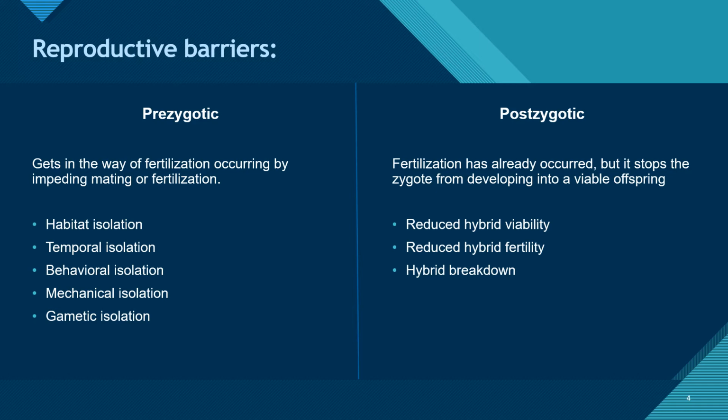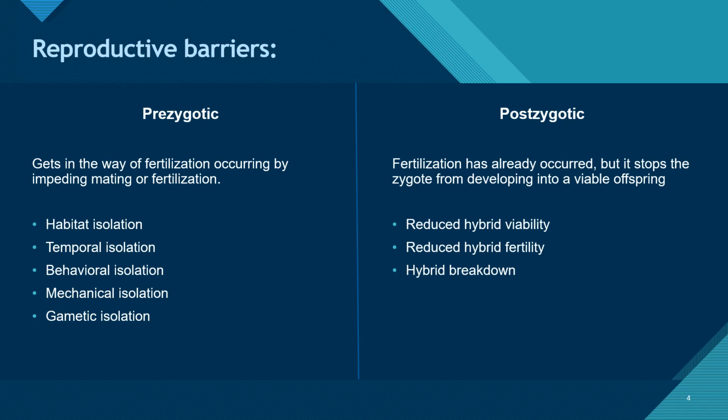But essentially, there are two types of barriers, prezygotic and postzygotic, and they both essentially impede a baby from being born. That's essentially it. Or they impede new trees from developing somewhere, they impede butterflies from being made, or flowers being fertilized somewhere. That's essentially what it is.